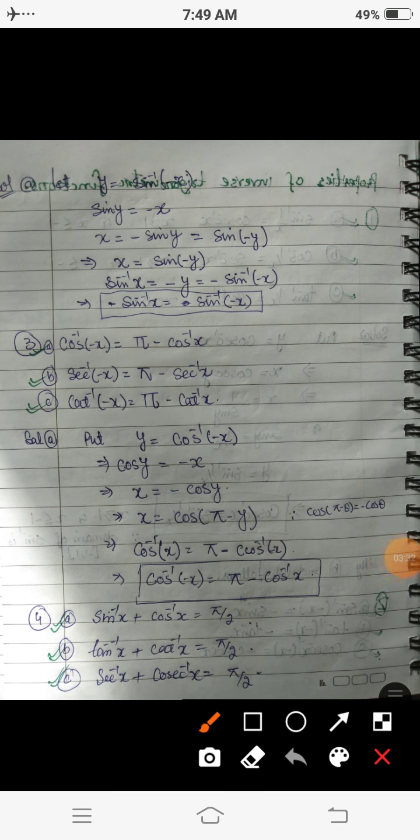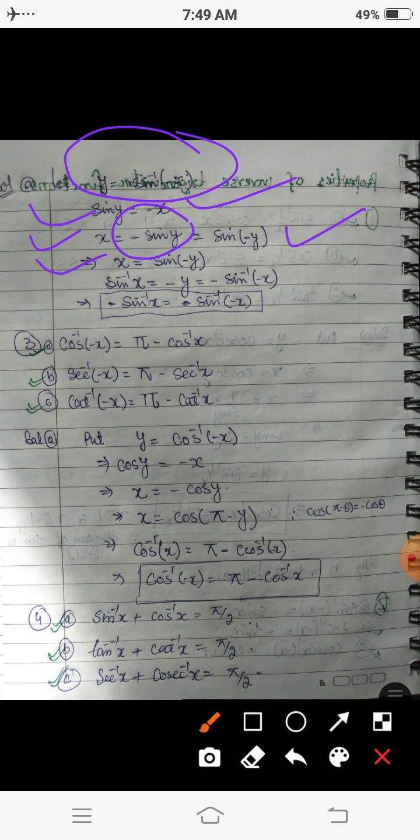Now we will prove part A. When we put y equals sine inverse of minus x, which implies that by pre-multiplying by sine on both sides, that is by composing, it is sine y equals sine of sine inverse of minus x, which is simply minus x by using the concept of inverse, which implies that x equals minus sine y. You know that for a simple trigonometric function, minus sine y is always sine of minus y, which implies that x equals sine of minus y.